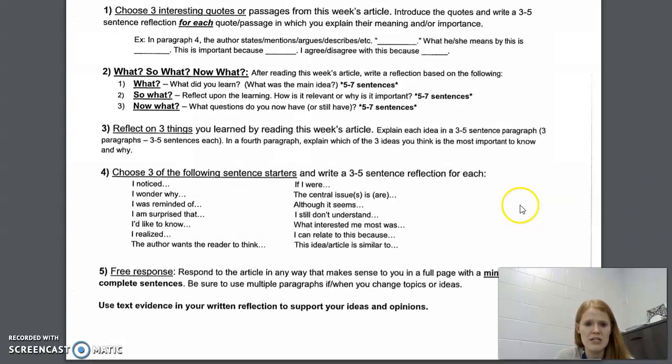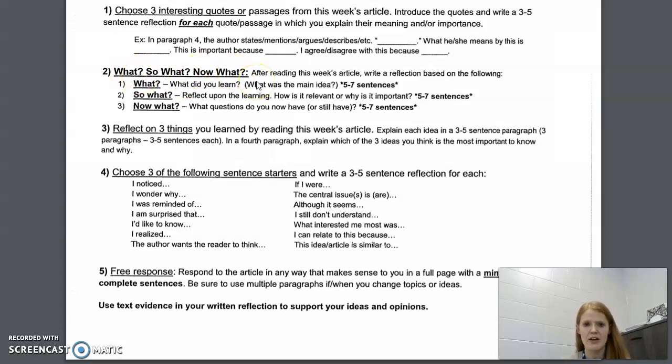There are 5 different ways you can do that, and you guys can read through this. You can choose 3 interesting quotes. Make sure your quotes are only maybe 1 or 2 lines long. They shouldn't take up your whole reflection. But you can choose a couple interesting quotes and react to them. You can do what's called What? So What? Now What?